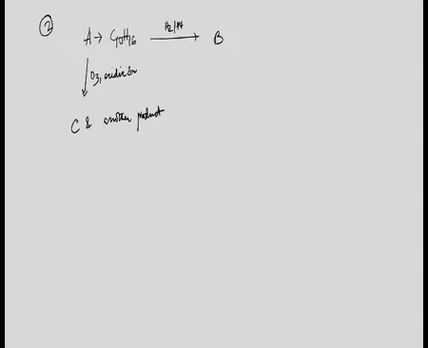Okay, the structures are given. So, B structure is given. So, this is B. B structure is given, and also C structure is given. So, C structure is this. So, this is the C. So, this is the complete framework here. Now, you have to put the double bond.